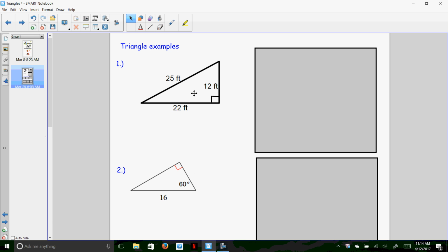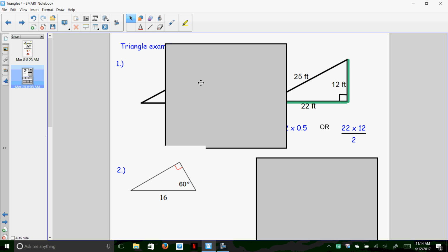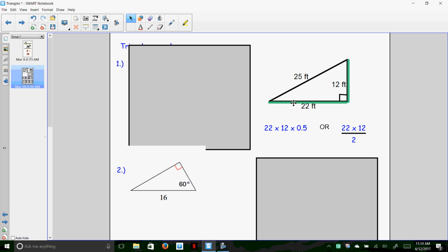All right, so hopefully you paused it, gave this a try. So hopefully that's not too bad of an example. It gives you your base, your height. All you got to do is put it in a formula. So I hope that's okay.